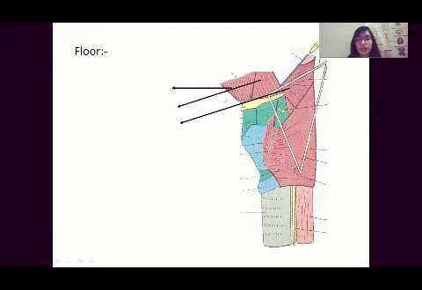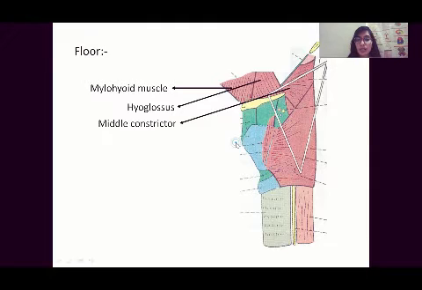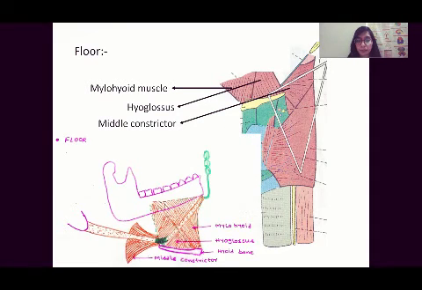Okay, then again the floor of the triangle. The floor of the triangle is formed by the mylohyoid muscle, hyoglossus muscle, and middle constrictor muscle. This is all about the anterior triangle. Okay, mylohyoid muscle, hyoglossus, and middle constrictor muscles. You can see here how they are attached in a schematic diagram.